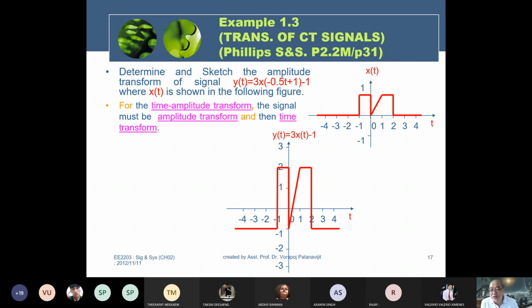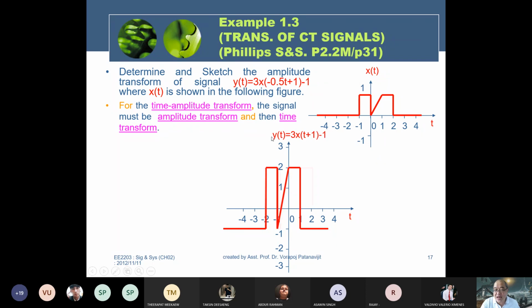After you complete the amplitude transform, the next step is the time transform. For the time transform, you must do time shifting first. In this case, you shift by +1, therefore T0 equals -1. If T0 equals -1, you shift to the left-hand side by 1 position.